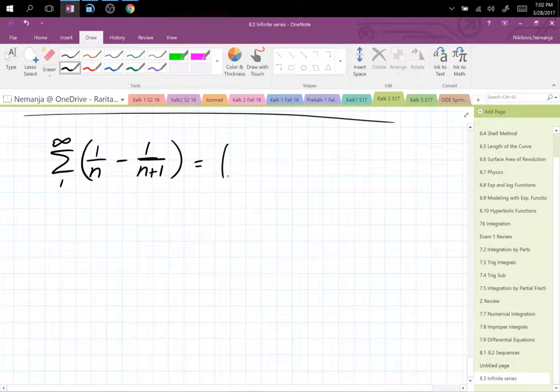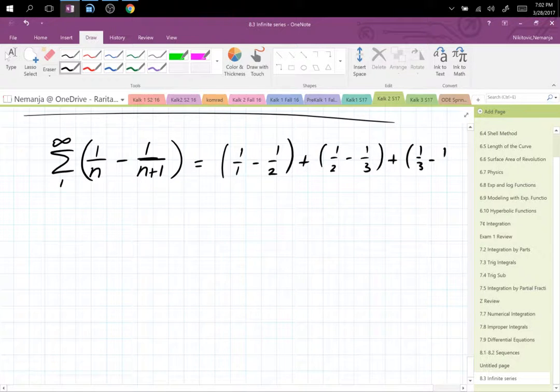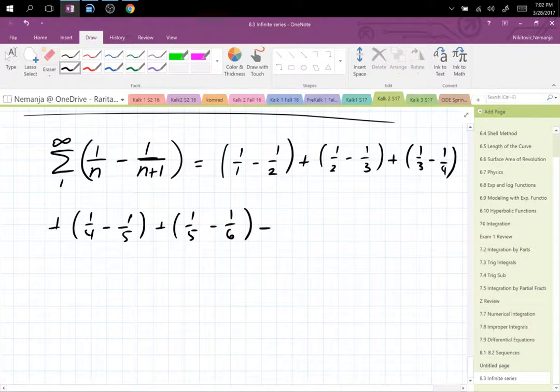So the first term is when n is equal to 1, so I have 1 over 1 minus 1 over 2, plus 1 over 2 minus 1 over 3, plus 1 over 3 minus 1 over 4, plus 1 over 4 minus 1 over 5, plus 1 over 5 minus 1 over 6, plus, and this is where I'm getting bored now.